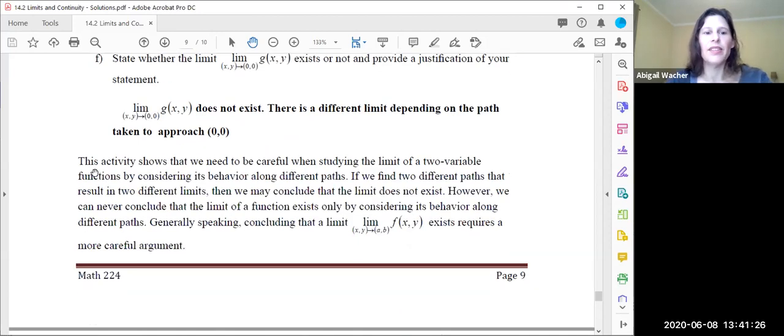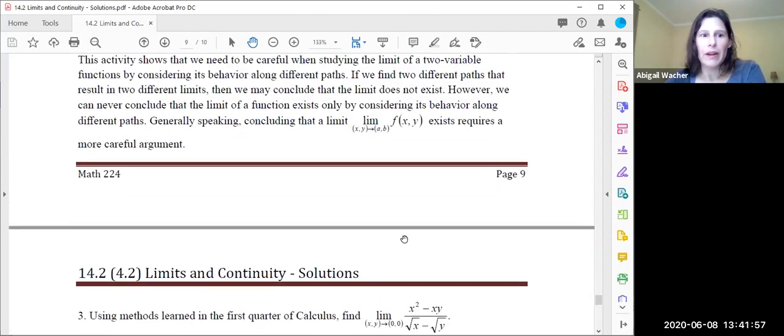This activity shows that we need to be careful when studying the limit of two variable functions by considering its behavior along different paths. If we find two different paths that result in two different limits, then we may conclude that the limit does not exist. However, we can never conclude that the limit of a function exists only by considering its behavior along different paths. So generally speaking, concluding that a limit of f(x,y) as (x,y) approaches (a,b) exists requires a more careful argument. So you have to think more.